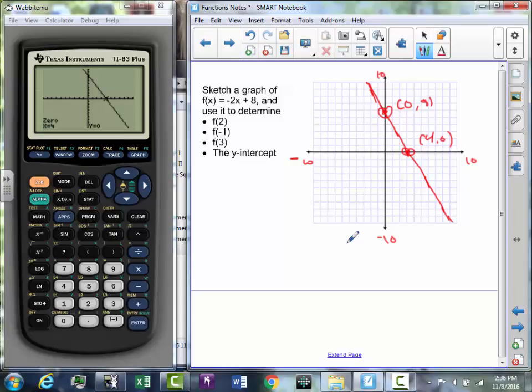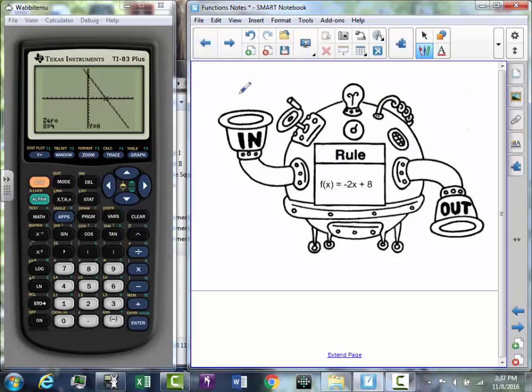That makes sense? Right. I don't even think I'll spend much time going over the other questions here. If I want f of 2, all you got to do is find the value at 2, find the value at -1, find the value at 3. In a way, if you like the machine example, if I plug in 2 for x, what is my y value going to be?